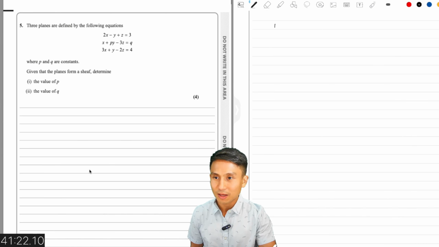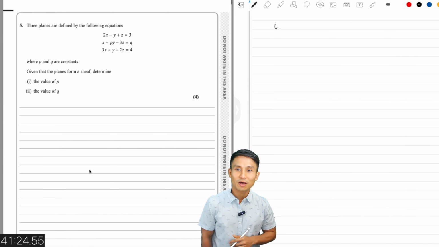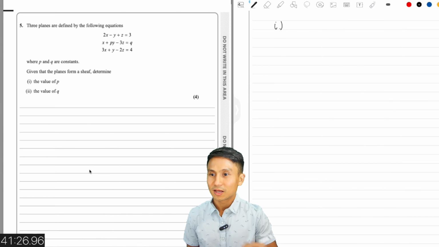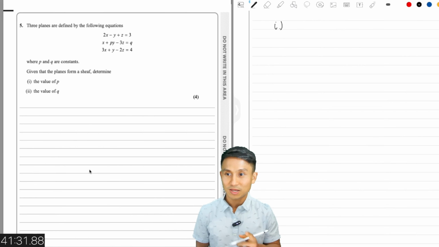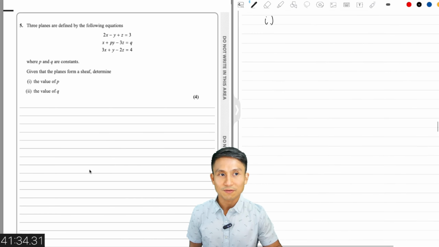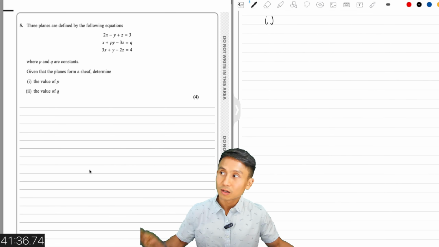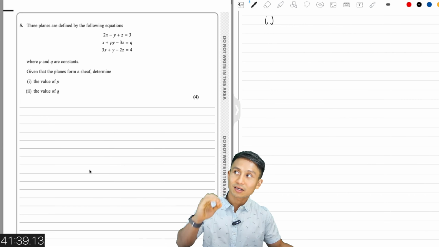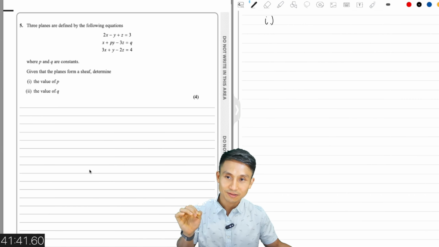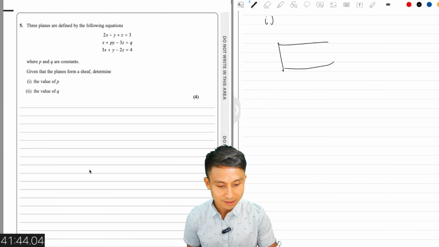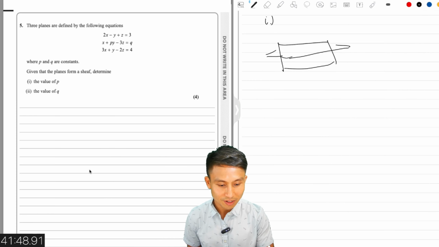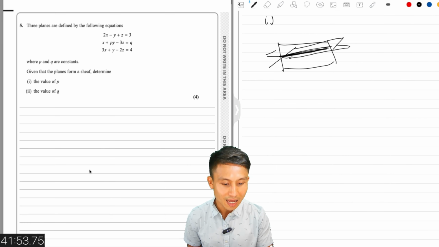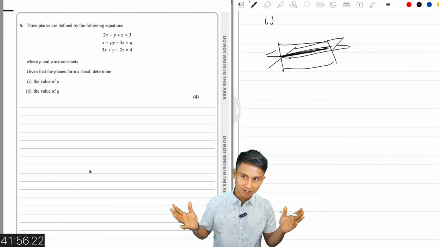Okay. Number 5, 3 planes are defined by the following. All right. Where P and Q are constants, given that the planes form a sheaf. All right. Determine I, the value of P. So a sheaf is like all the planes intersect, giving a line. So it's going to look like this, and then like this. I'm so bad at drawing planes here, but basically all the 3 planes will intersect, and there is a line here. There is a line of intersection.